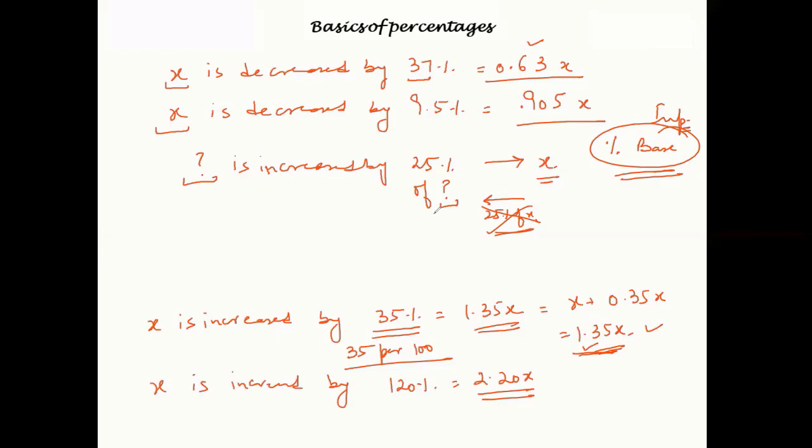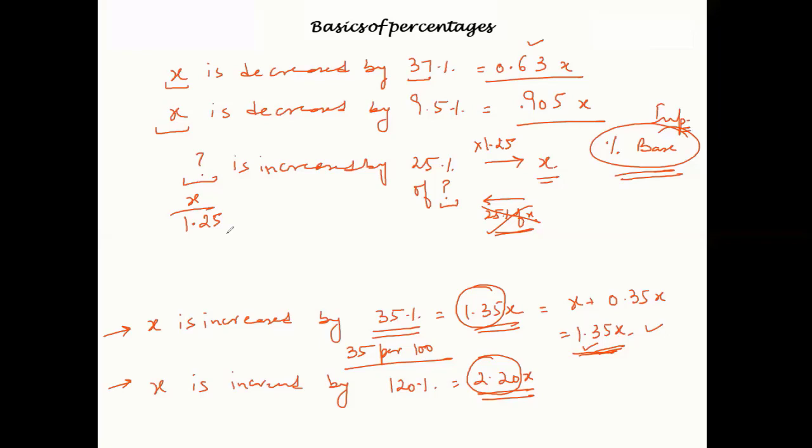So what should be done in such a case to get the value of the question mark? Going by the methods we discussed here, if something is increased by 25%, it must have become 1.25 times. The way we did here, it became 1.35 times, it became 2.2 times. So if something becomes 1.25 times, to go back we should divide by 1.25, and the value of the question mark should be x upon 1.25.